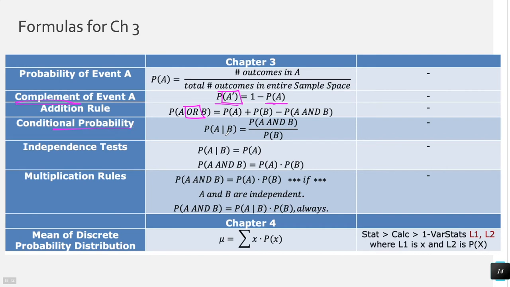We've talked about conditional probability. You find the probability of both and divide it by the given condition, whatever that is. We've talked about the independence tests, and we've talked about the multiplication rules, particularly how this is the real generalized multiplication rule, and this one we're only allowed to use if we've been told, or if we are absolutely certain, that A and B are independent. And then this special stat calc, one of our stats, L1, L2, is helpful whenever we're asked for the mean, which is the expected value. I'm just going to abbreviate it here as EV.